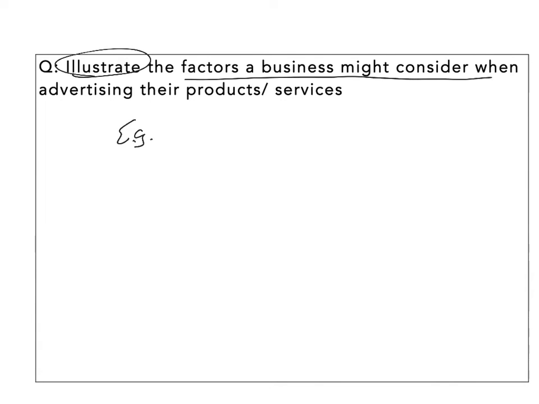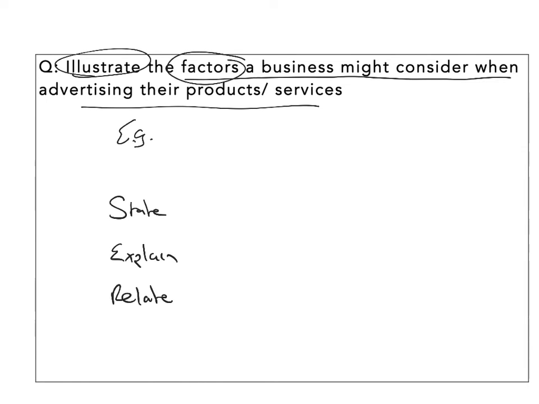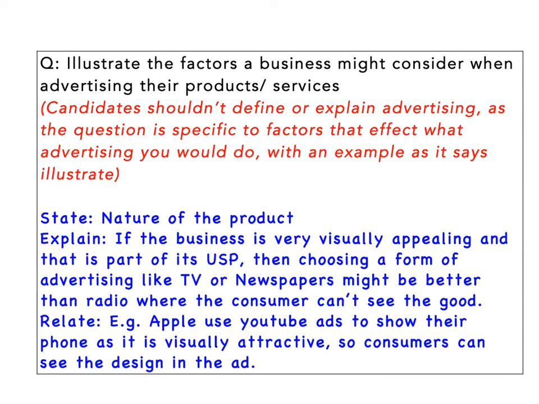Here we have illustrate again, so we have to give an example, and it's factors you would consider when advertising your product. So it's not types, it's not just keywords, it's specific to things you would think about when you're advertising with an example. So state, explain, relate.